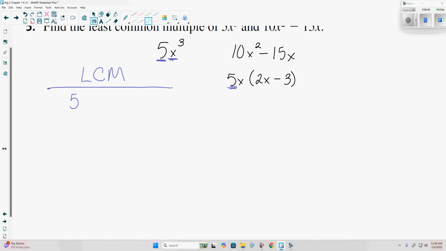This one here has x to the third. This one has x. So over here, how many x's do we have? How many do we have in the other one? How many should we have total? 3. It's very tempting to want to say 4. It's just 3. Because one of them has 3, so to get them to be the same, we need them to both have 3. Does that make sense?